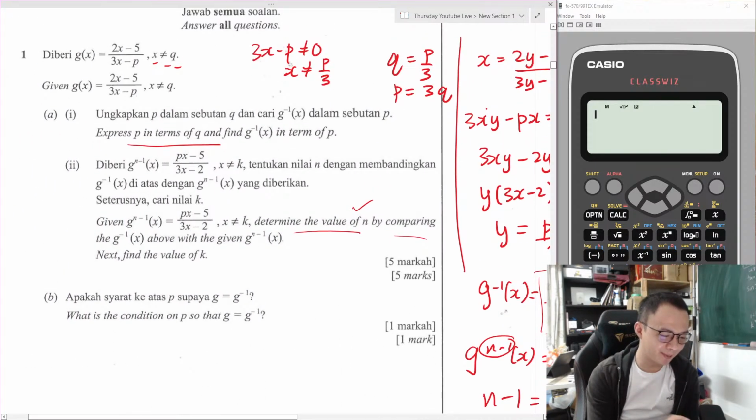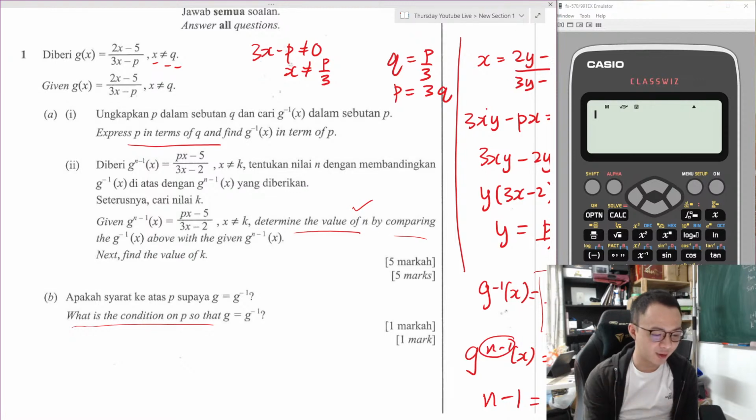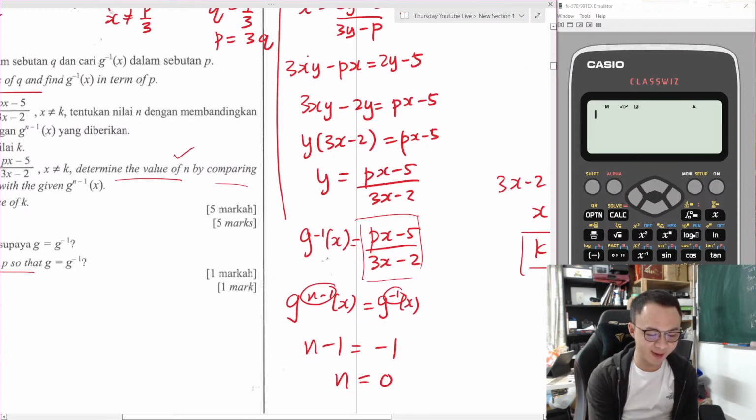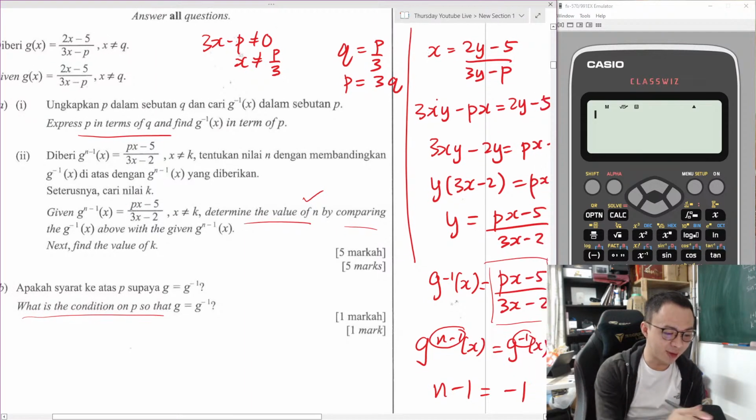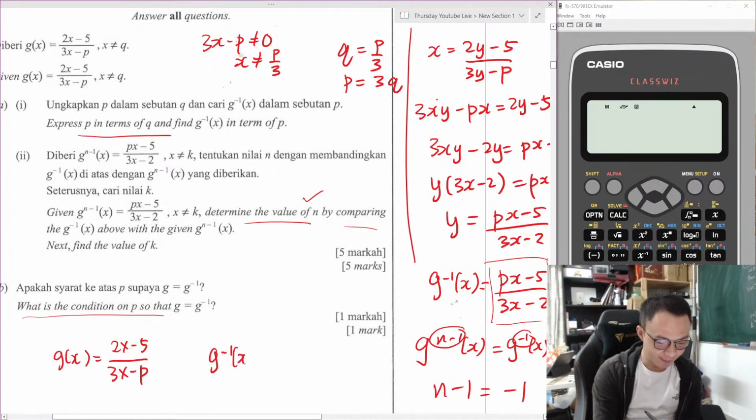Okay, the last part. What is the condition on p so that g and g inverse are equal? What we can see is you pay attention at g(x). So this is (2x minus 5) over (3x minus p). I write down here, this is my g(x): 2x minus 5 over 3x minus p. My g inverse x is px minus 5 over 3x minus 2.